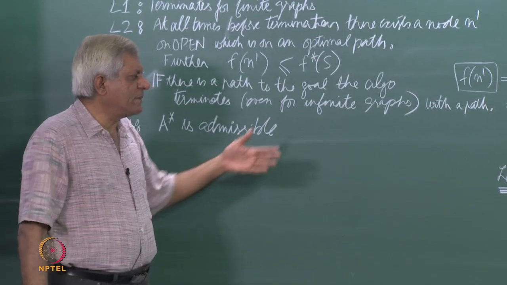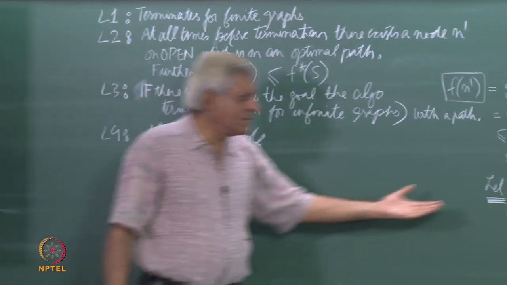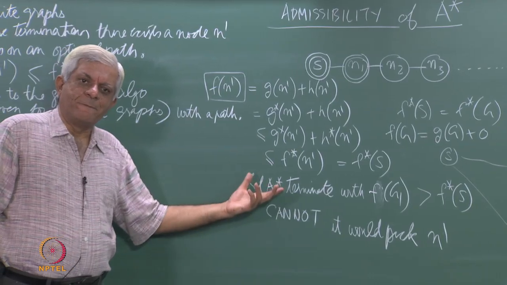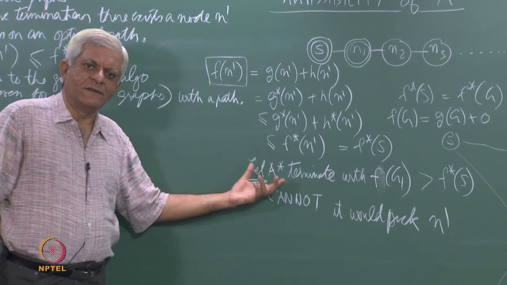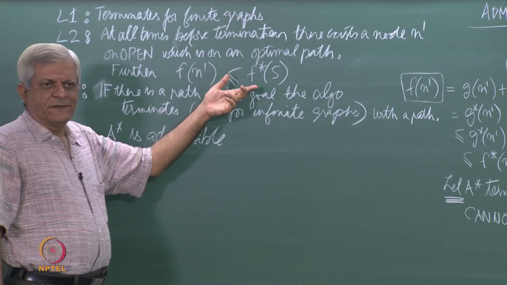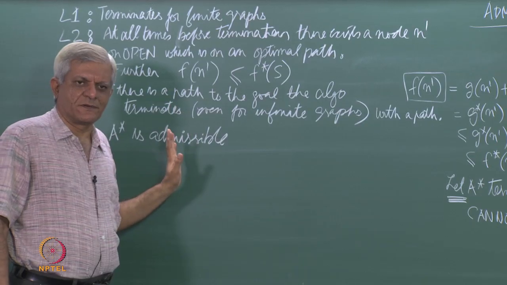So, if A star had to pick between these two nodes n prime and G1, it would pick n prime, which means it cannot terminate by picking G1 like this. So, the only time it can pick a goal node is if it is at least as good as the optimal cost node. So, it will always terminate only with an optimal path.